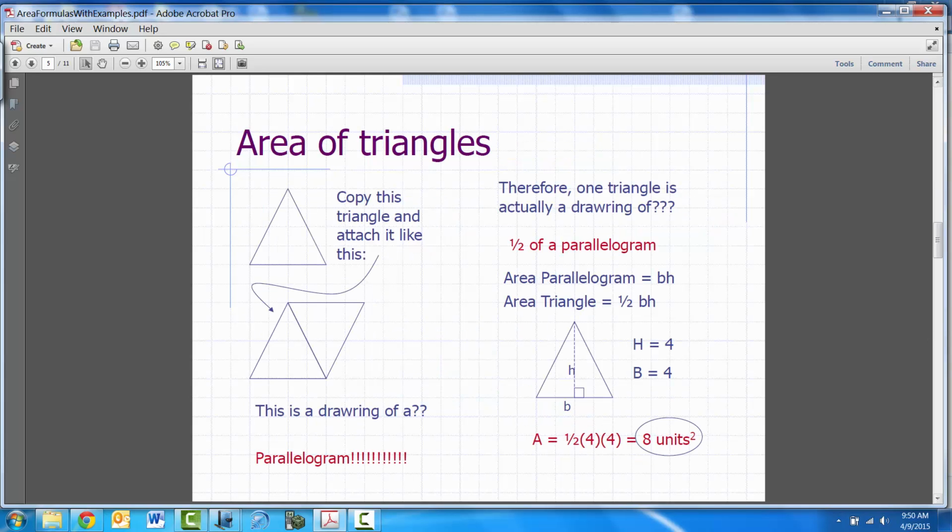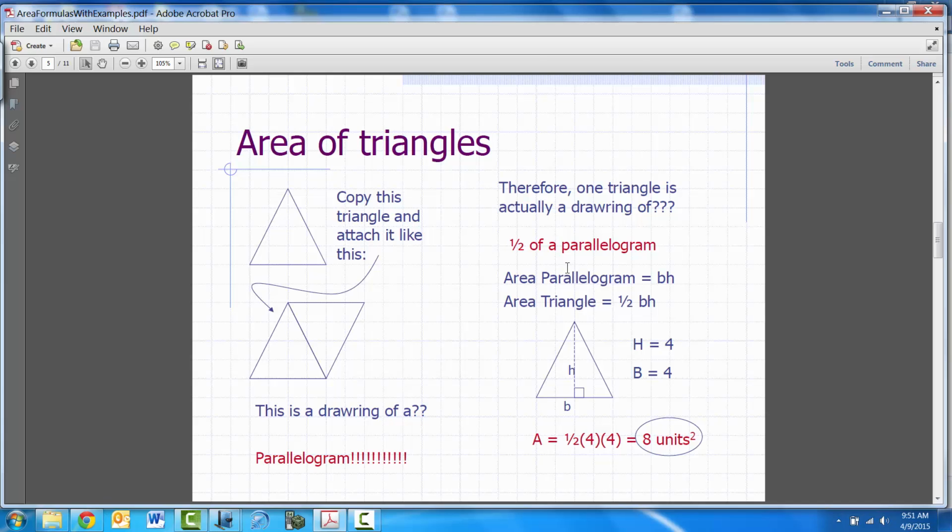Let's move on. All right, area of a triangle. Let's take this triangle, just to speed this up. How do we derive this? Let's cut this triangle and make a copy of it, flip it upside down, and paste it on itself. Well, what's this a drawing of? Correct, that's a parallelogram. So what's a triangle?